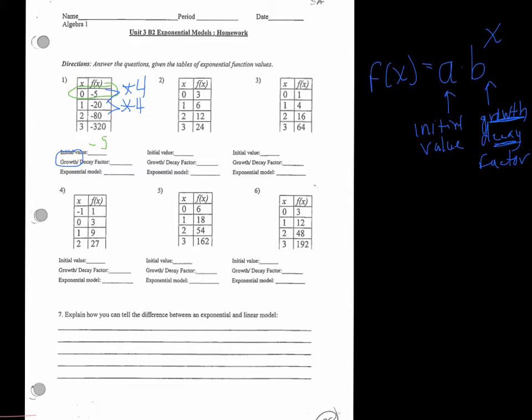It's important that we don't call this the rate of change. Rate of change, remember, is specific to linear functions. And so my growth factor is 4, because that's what I'm multiplying by each time. So my function is going to be f of x equals my initial value times my growth factor raised to the x power. So that's my model.